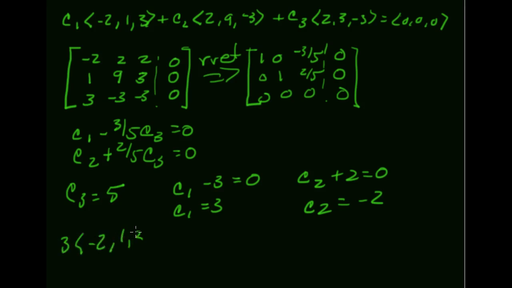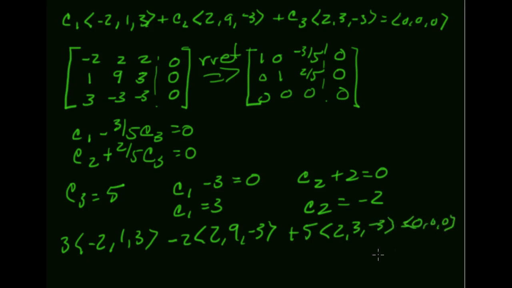negative 2, 1, 3, plus minus 2 times 2, 9, negative 3, plus 5 times 2, 3, negative 3, I get 0, 0, 0, which means that I can have a linear combination that's not the trivial case of 0 plus 0 plus 0 and get the 0 vector, which means I am linearly dependent. All right, so there you go. That is number 3. How about that?